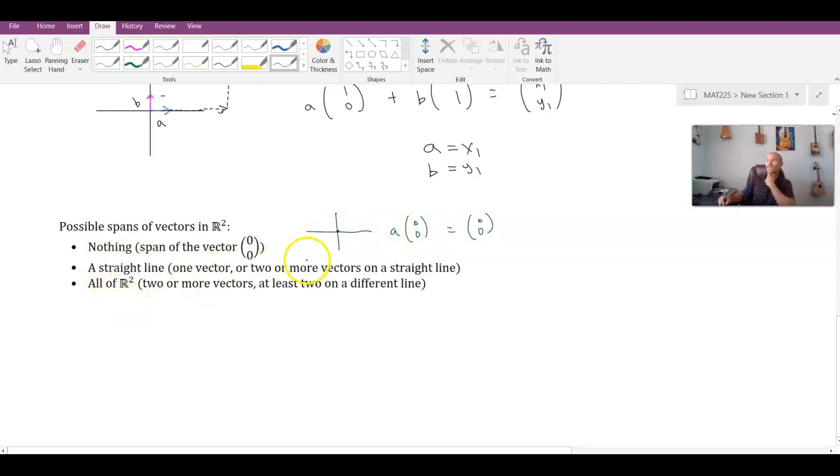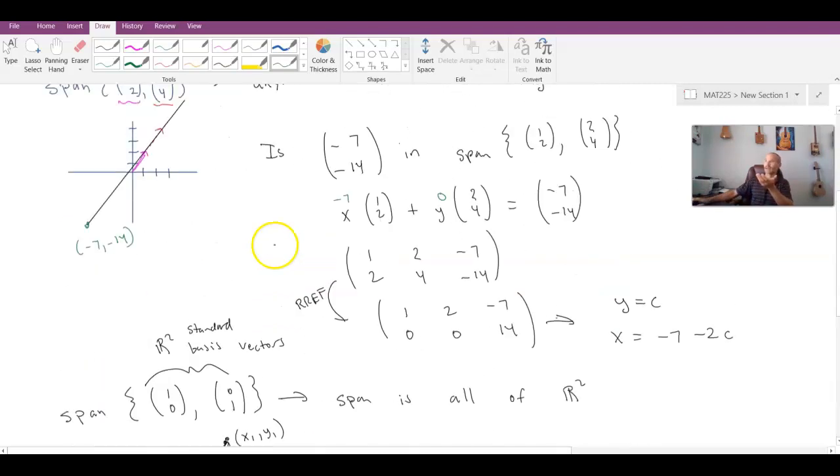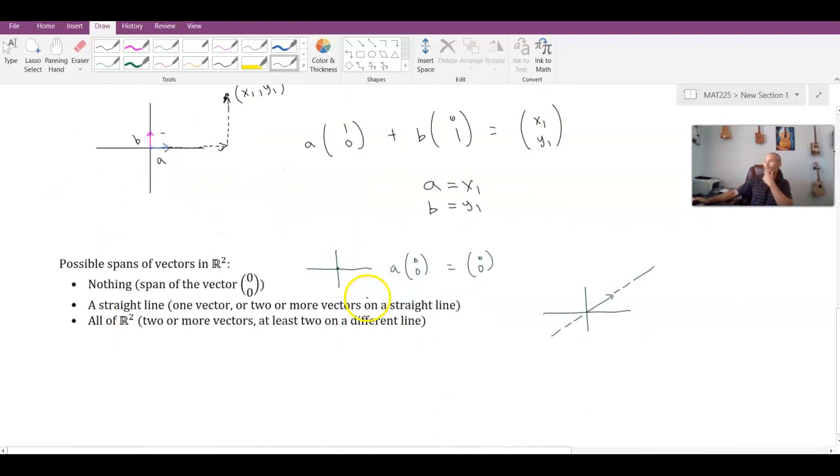The second possibility is that you can span a straight line if you have, well, one vector. One vector will allow you to travel along a straight line, right? So if that's my vector, then I can make it to anywhere that line extends to. But wait a minute, just because I have more than one vector doesn't mean I can make it anywhere off that straight line. If I have 2 or more vectors, but they both fall along the same line, like in our initial example here, then I can still only get to anywhere along that straight line. Okay, so it's possible to span nothing. It's possible to span a straight line. Or the third case is where it's possible to span all of R2.